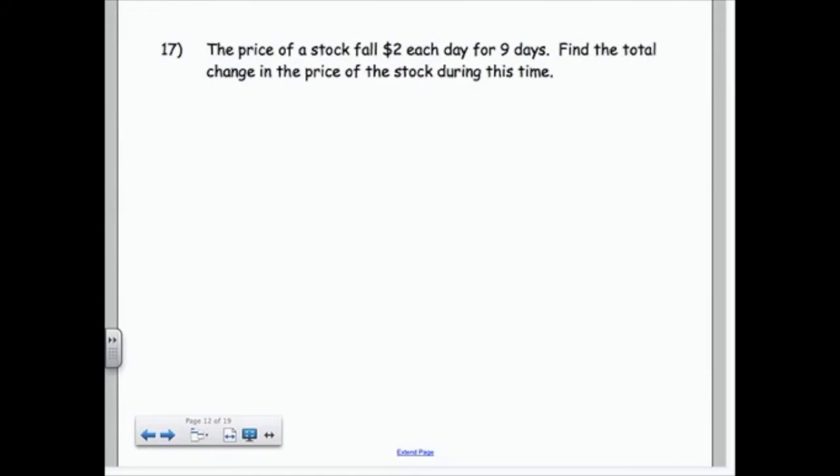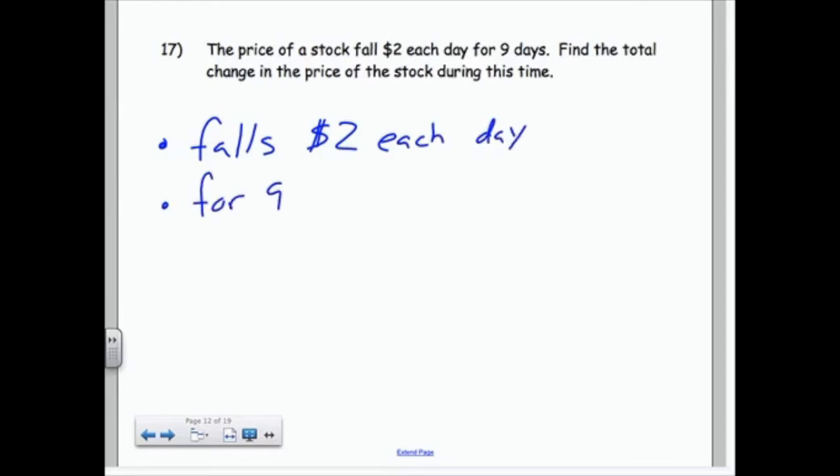Alright, so for this word problem, I recommend pausing, try solving it on your own, and then watching the rest of the video and see if you get the answer correct. The problem states, the price of a stock falls $2 each day for 9 days. Find the total change in price of the stock during this time. So we know that the stock falls $2 each day. And this continued for 9 days.